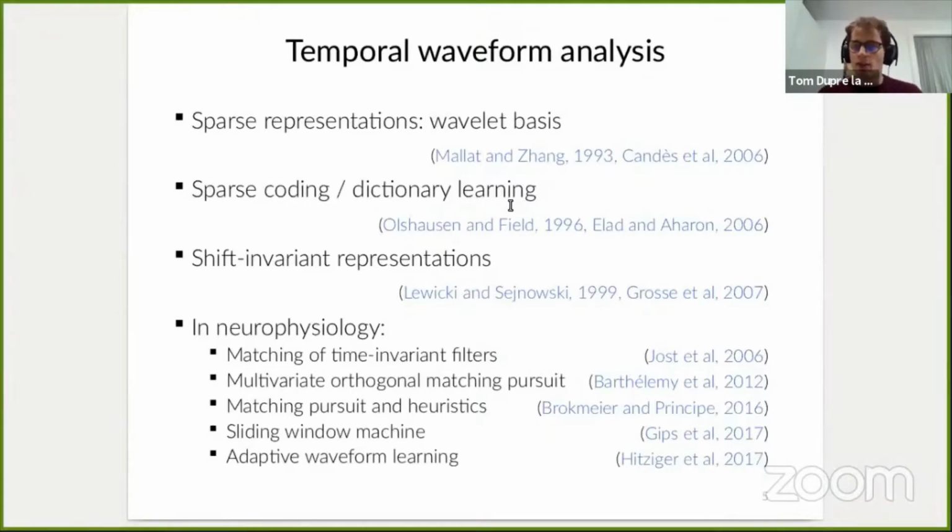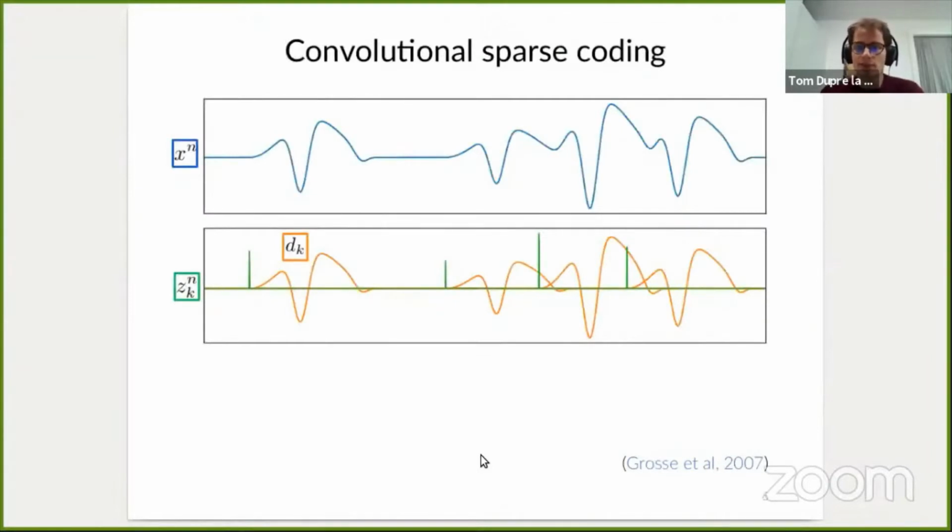But there is no reason that these chunks are well aligned with whatever waveform you are detecting. And so another step was taken to go toward shift invariant representations that are not related to this grid of chunks. From this, there have been multiple works trying to apply this kind of technique on neurophysiology with a bunch of different techniques. The one that we are going to present here today is called convolutional sparse coding.